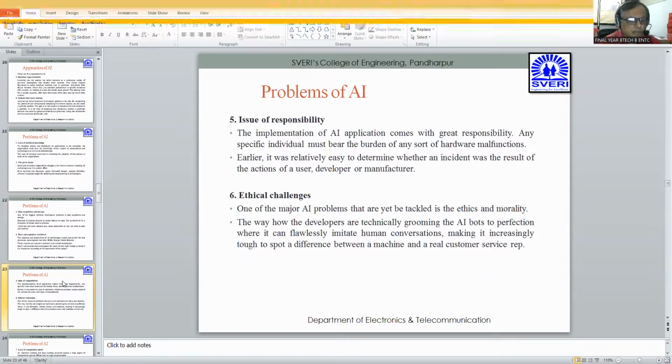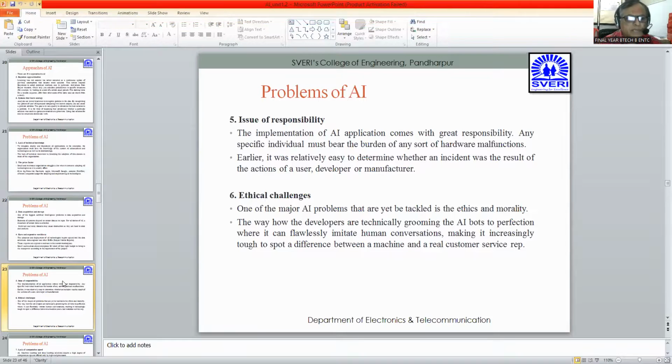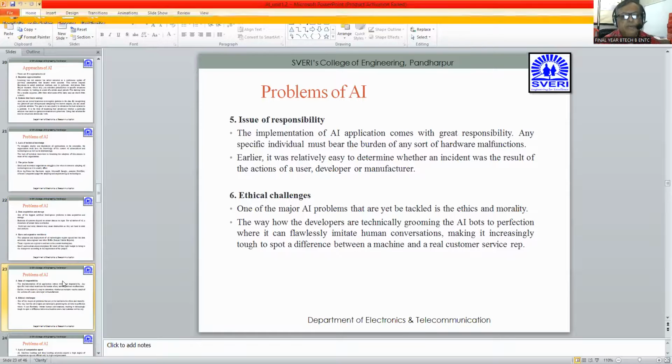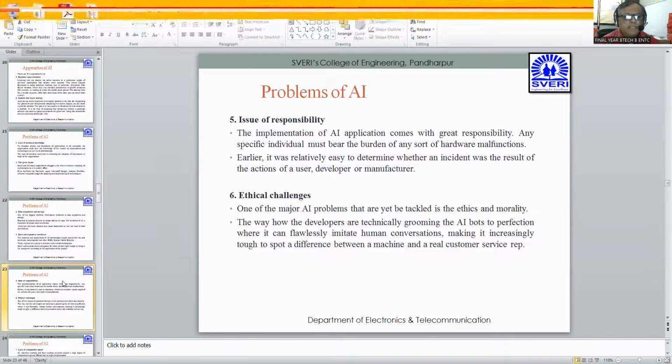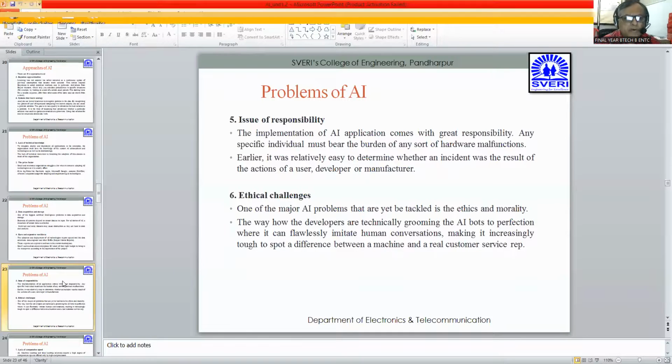Then comes the issue of responsibilities. The implementation of AI applications comes with great responsibility. Any specific individual must bear the burden of any sort of hardware malfunction. So obviously there should be a few people who take on the responsibilities for implementing, and also for hardware malfunctioning.